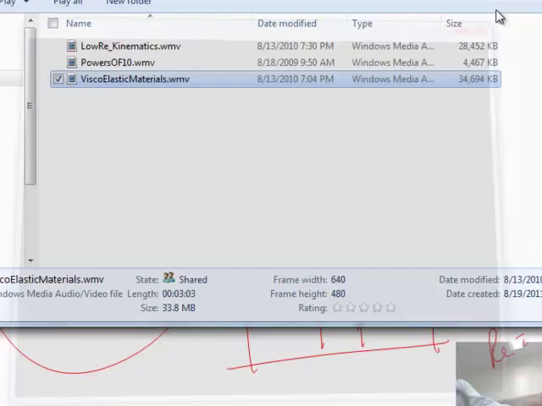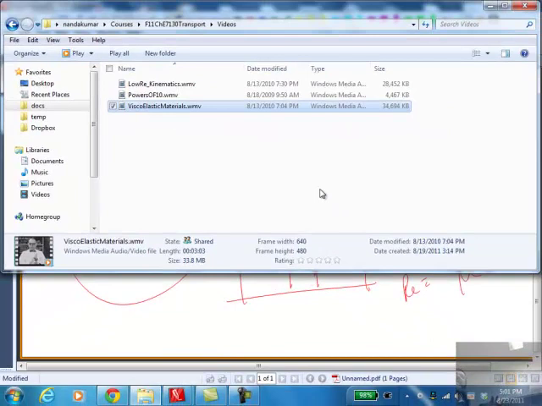This is a container. Okay. So that small video illustrates that there are materials that cannot be easily classified as either a solid or a fluid. So viscoelastic materials are those that have viscous properties like a fluid and elastic properties like a solid.